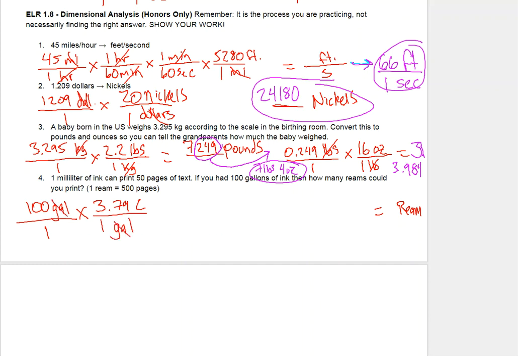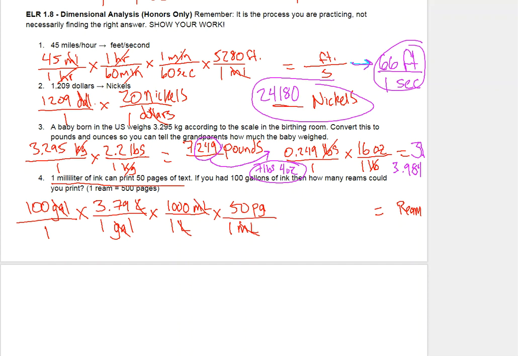Now I'm in liters. And I can just use either the metric chart where you move the decimal, or I know that there are 1,000 milliliters in a liter. So for every 1 liter is 1,000 milliliters. That gets rid of my liters. Now I have a unit that'll get me to pages. So it said again in the instructions, 1 milliliter can give me 50 pages. So 50 pages will go into 1 milliliter. So now I've gotten myself from gallons into pages.